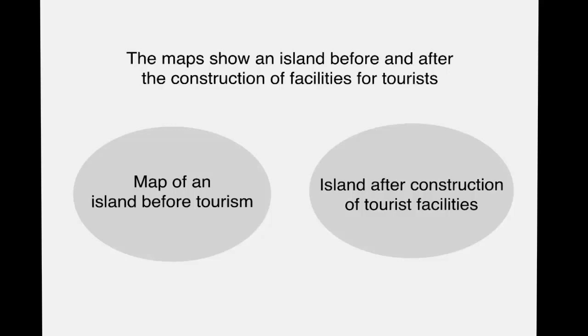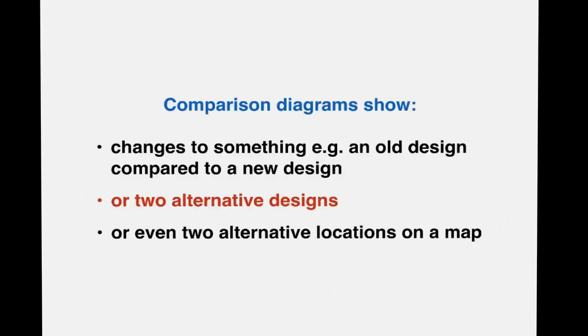And again, this is before and after. I'd call this a before and after map. And I consider this to be exactly the same task as the before and after diagram task. Don't worry that they are maps. It's no different from the diagram question. Let's move on to the second type now of comparison diagram, the two alternative designs.